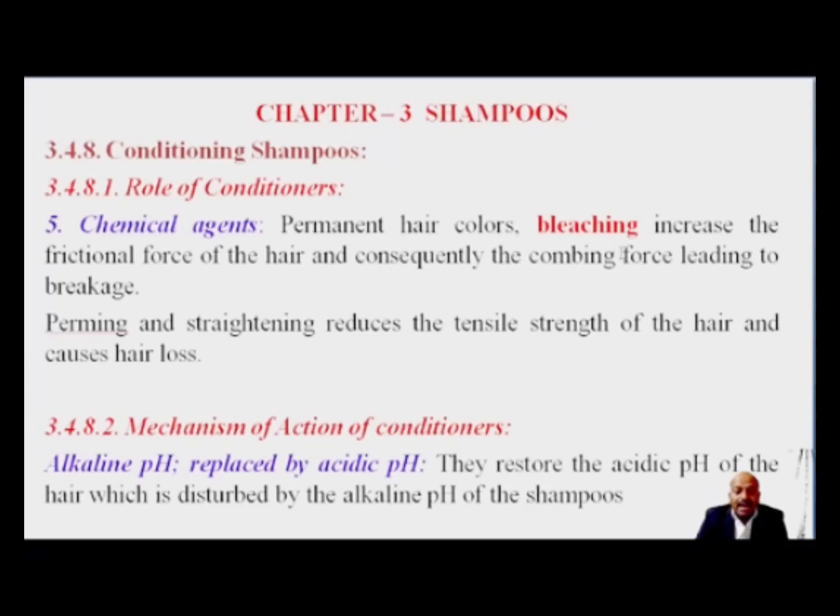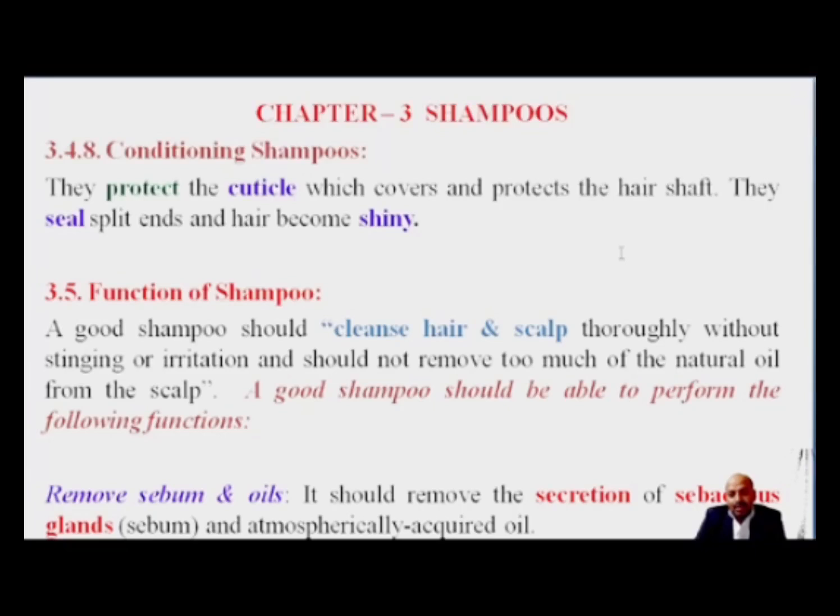So in this case, what is the mechanism of action of conditioner? What will the conditioners actually do? They restore the acidic pH of the hair, which is disturbed by the alkaline pH of the shampoos. Because of shampoos, the hair becomes alkaline. So they protect the cuticle, which covers and protects the hair shaft. They seal split ends and the hair becomes shiny. So this is about the role of conditioners in the shampoo.